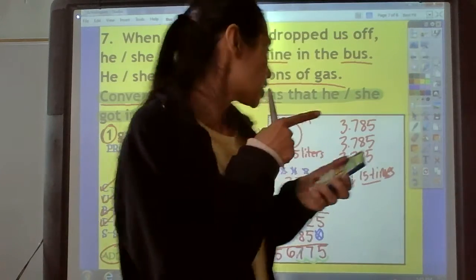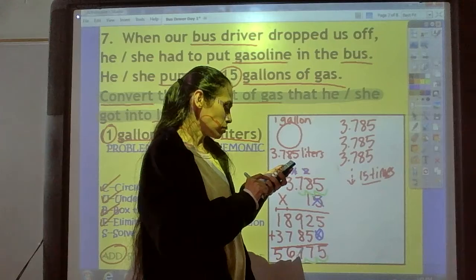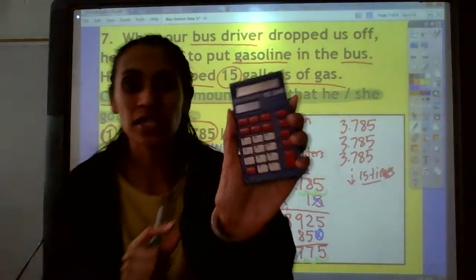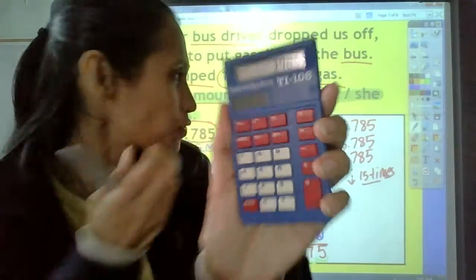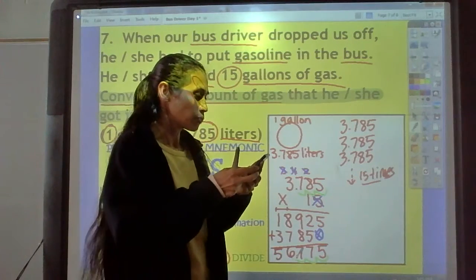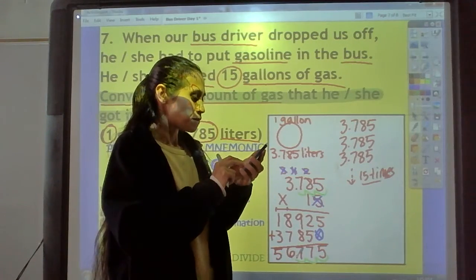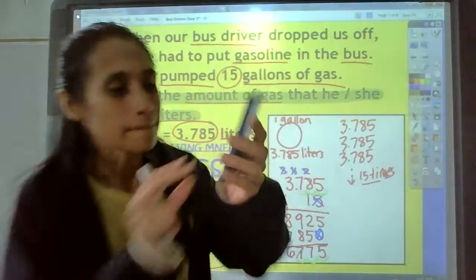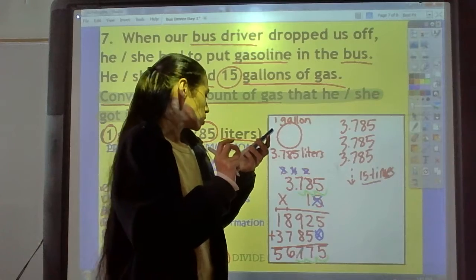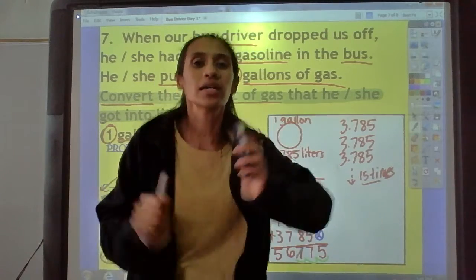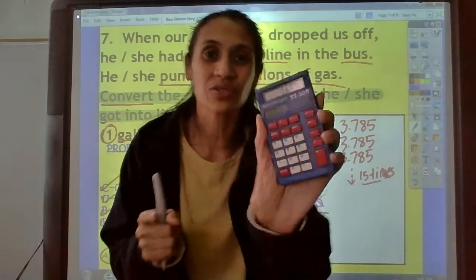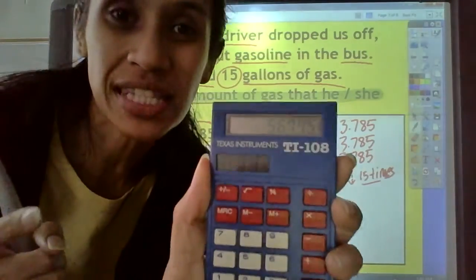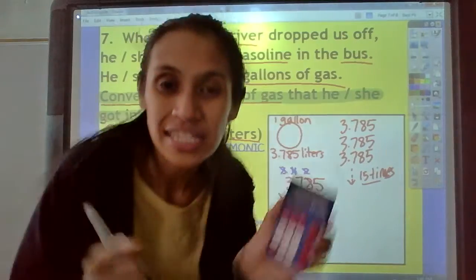Let me see. Let me do 3 and 785 thousandths. Do you see that? 3 and 785 thousandths. Don't forget that decimal. Times 15. Look, times 15 equals, yeah. My answer is right. Is your answer right? Look, it matches what we have on the board. 56 and 775 thousandths. Yes, I got it right.